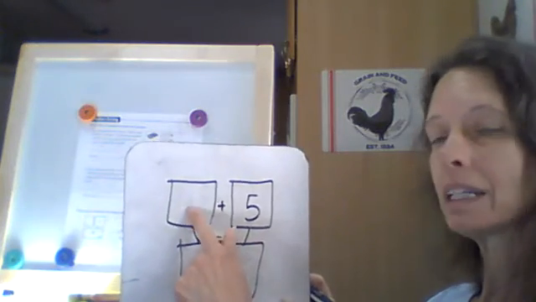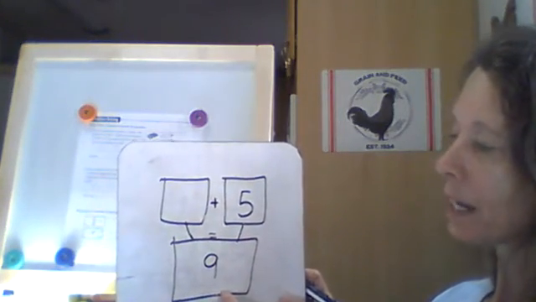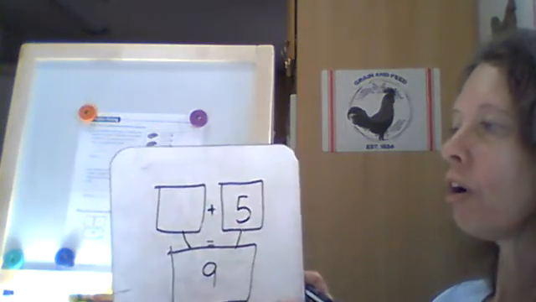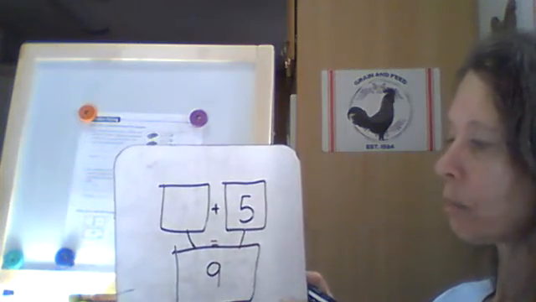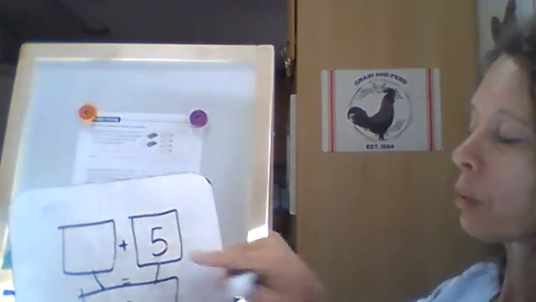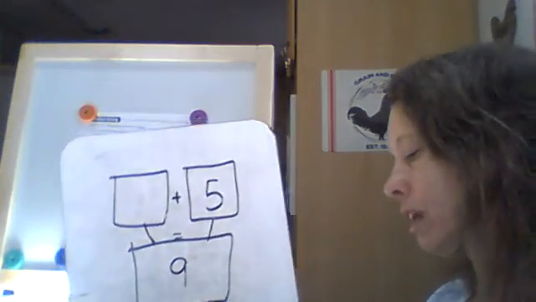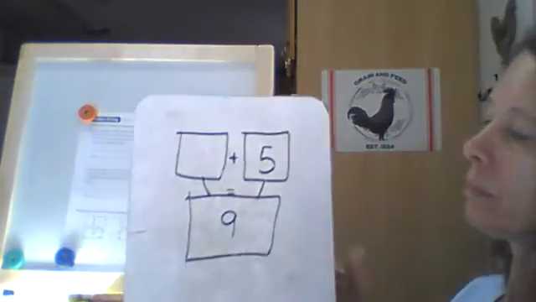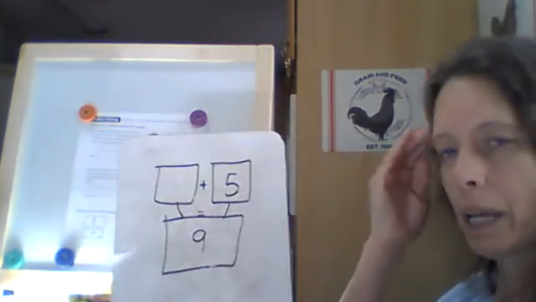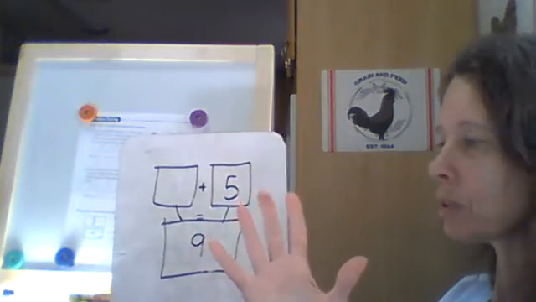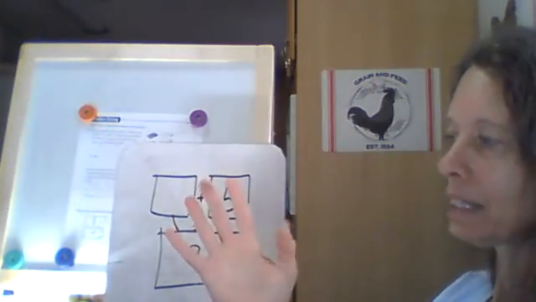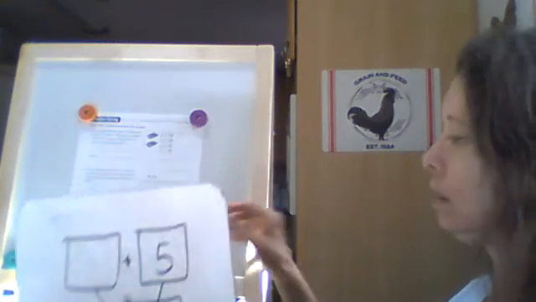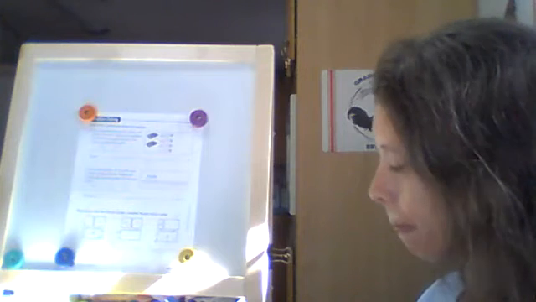So if I'm missing an addend, I subtract. So I start with 9, take out 5, and that should give me this answer because these three numbers are all in the same fact family. So let's start with 9. We're going to count back 5. So I've got 9 in my head, minus 5, counting backwards. 9, 8, 7, 6, 5, 4. This says 4. Okay?